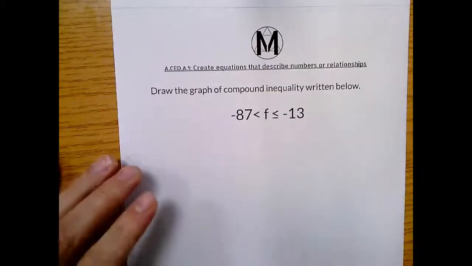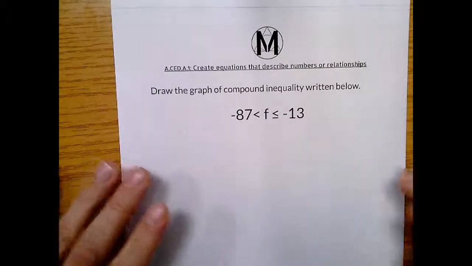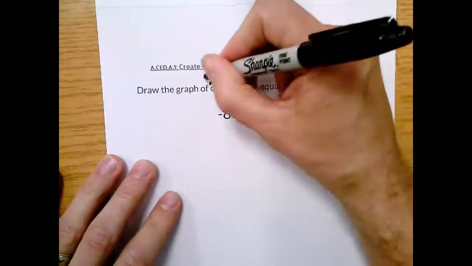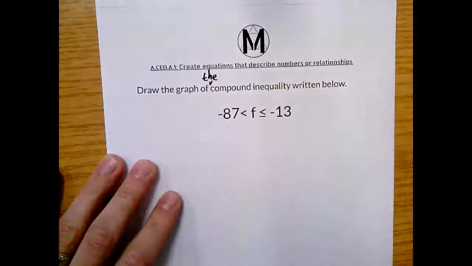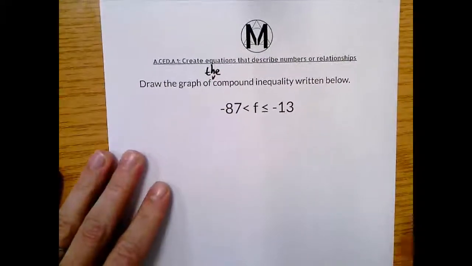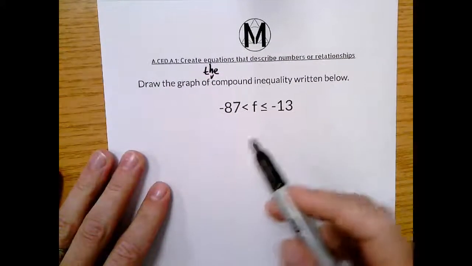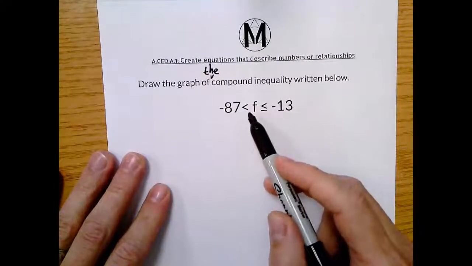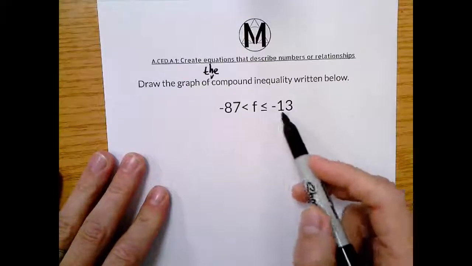All right, let's do some Mathity-Math. Says here, draw the graph of the compound inequality written below. Okay, we have negative 87. It says f is greater than negative 87, but f is also less than or equal to negative 13.